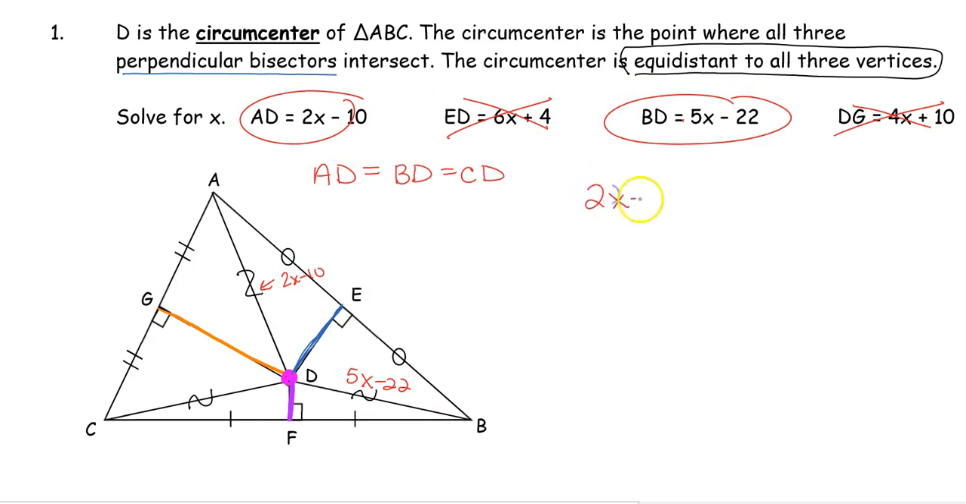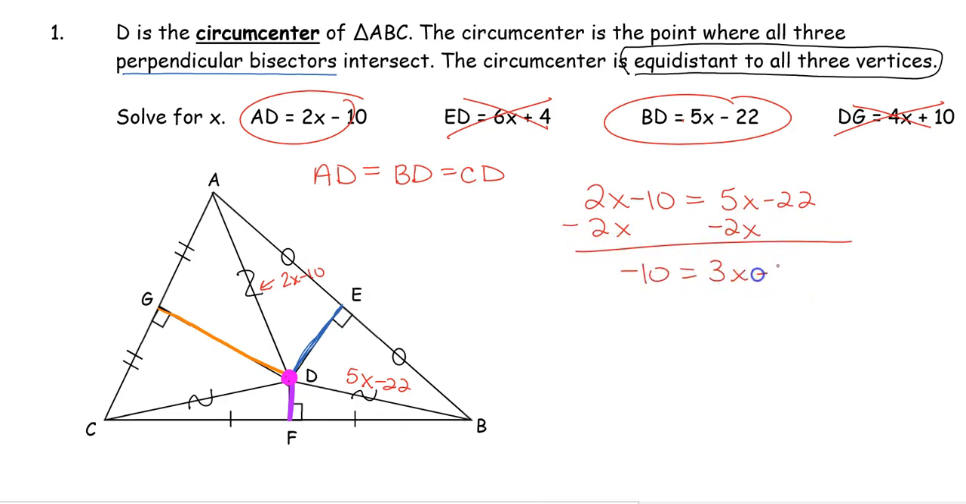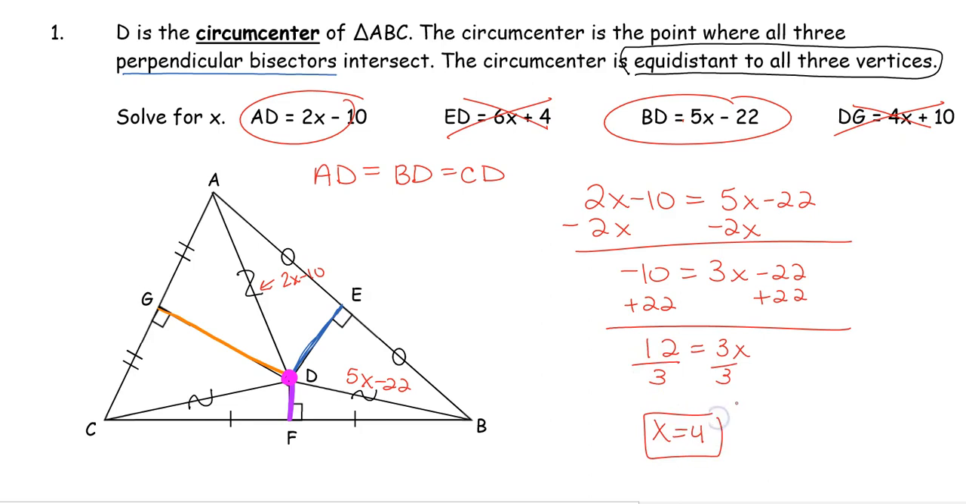I set 2x minus 10 equal to 5x minus 22, and we go ahead and solve for x. So I move the smaller x over to the right. That leaves us with negative 10 equals 3x minus 22. We move our 22 over to the left. That leaves us with 12 equals 3x. We divide by 3, and we find that x is going to be equal to 4.